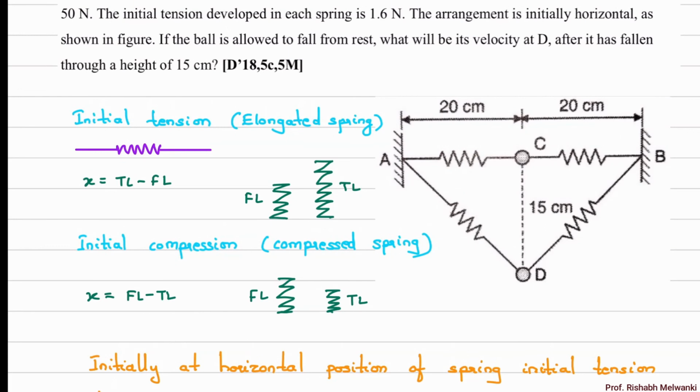Okay, so if you consider, here we have two springs, and both the springs, all the data is same. Work done by one spring force, you have to multiply by 2. Don't forget that, because we have two springs over here.